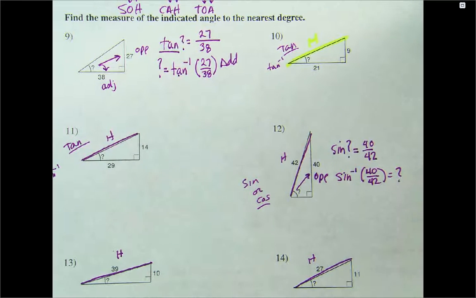So your job is to figure out which trig ratio you have and then use the inverse of it to figure out the angle. So you have the rest of the time to work on these.